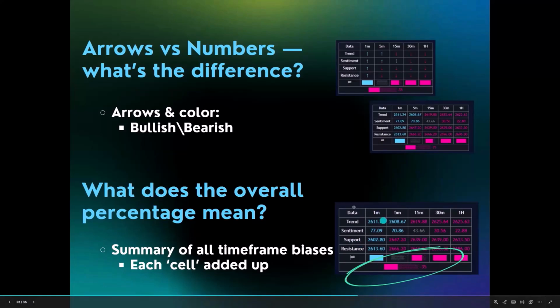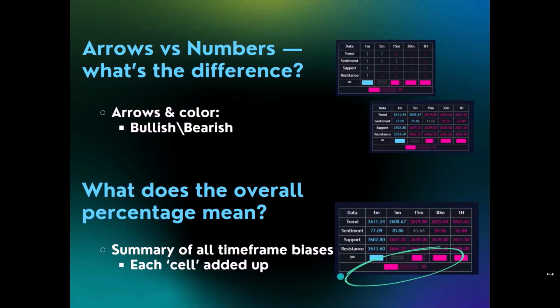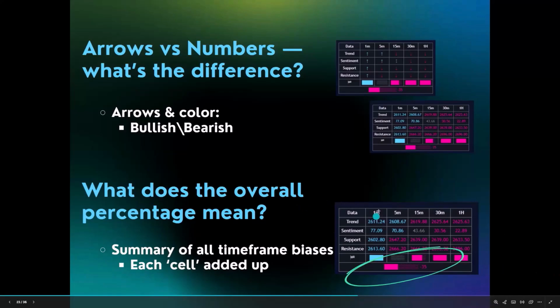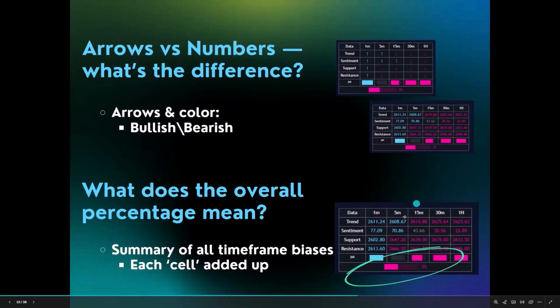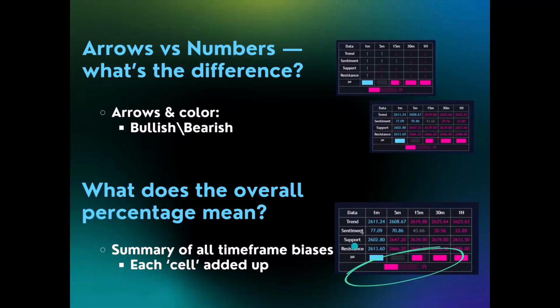So for every time you have the TI Matrix open, there are 4 different factors for each time frame that are calculated, right? For the 1 minute all the way to the 1 hour, it calculates the trend, sentiment, support, and resistance. It then says, okay, are we bullish relative to trend, sentiment, support, or resistance for this time frame? If so, let's give this a positive score of 1. Positive score of 1, 1, 1. So the total score for the 1 minute chart is all bullish.